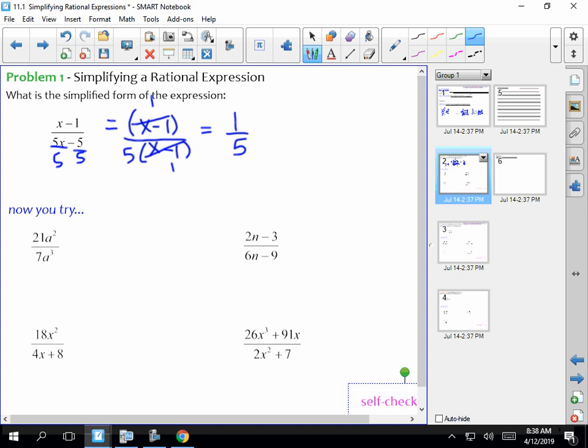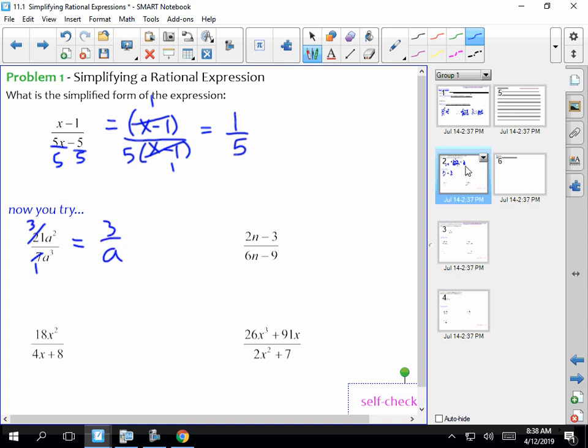21a squared over 7a cubed. 21 and 7 will simplify to 3 over 1. And then you have to ask yourself on the a's, where are there more a's and how many more? On the bottom, and how many more? 1. So we get 3 over a.